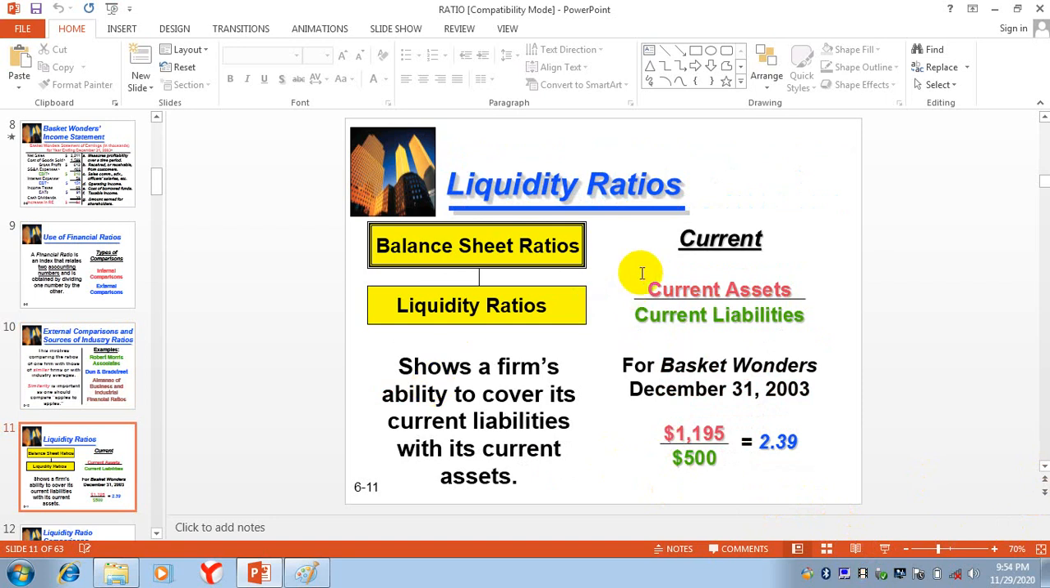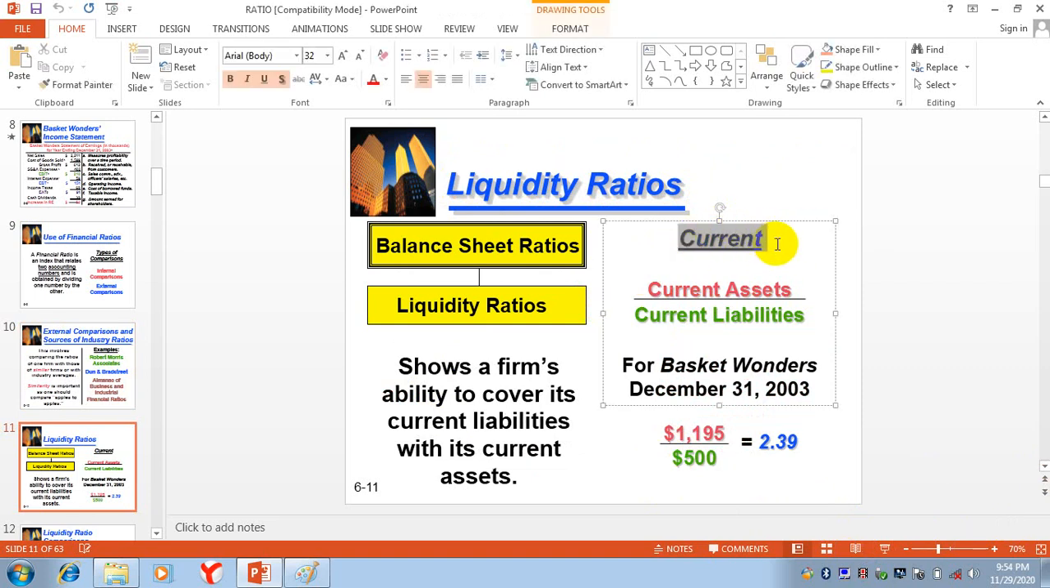Then different types of ratios. The first one is liquidity ratios. In liquidity ratios, we have two ratios. One is called current ratio.